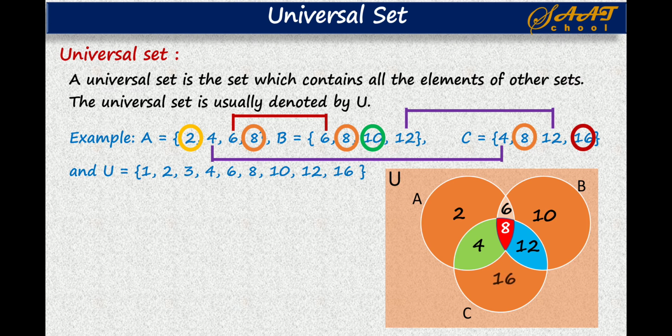Now let's look at universal set. In universal set, we have two elements left, which are 1 and 3. So those elements are not included in set A, set B, and set C. So those elements remain outside sets A, B, and C like this. So this is how we show elements in a Venn diagram.